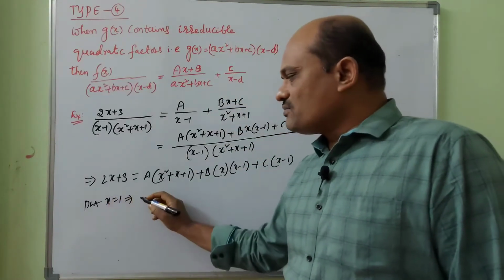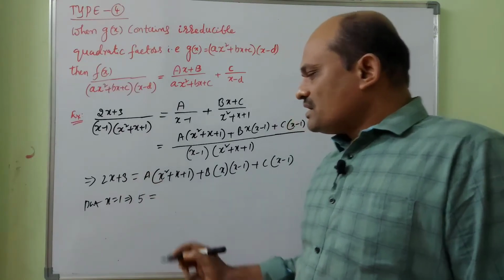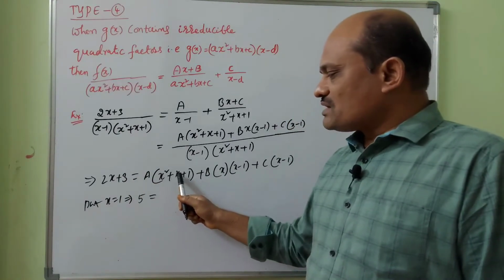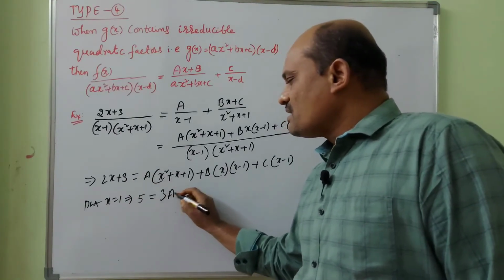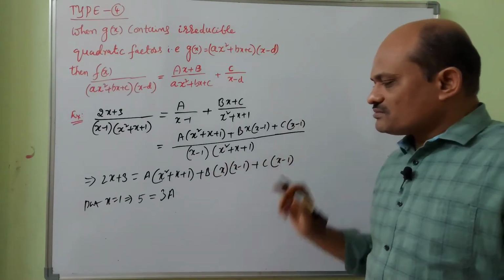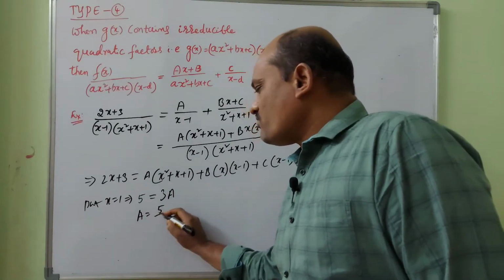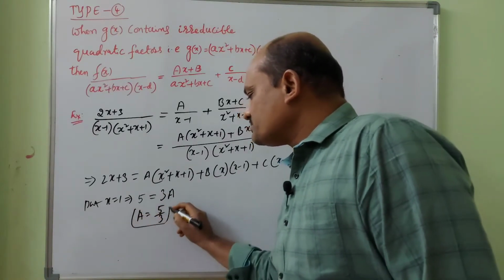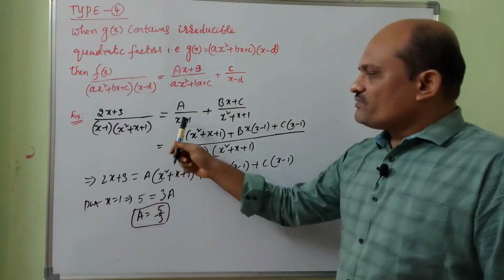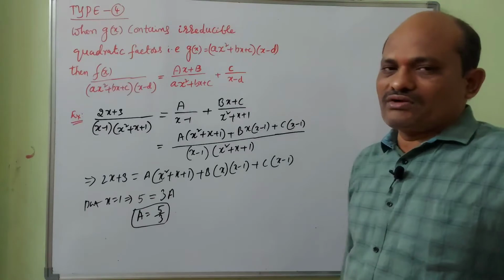If you put 1 here, you will get 5, 2 plus 3, 5. Here substituting 1, 1 plus 1 plus 1, you will get 3a. 1 minus 1 is 0, so that term becomes 0. So 3a is equal to 5. So the value of a is 5 divided by 3. Only one linear factor is there, that's why I got one value, a.